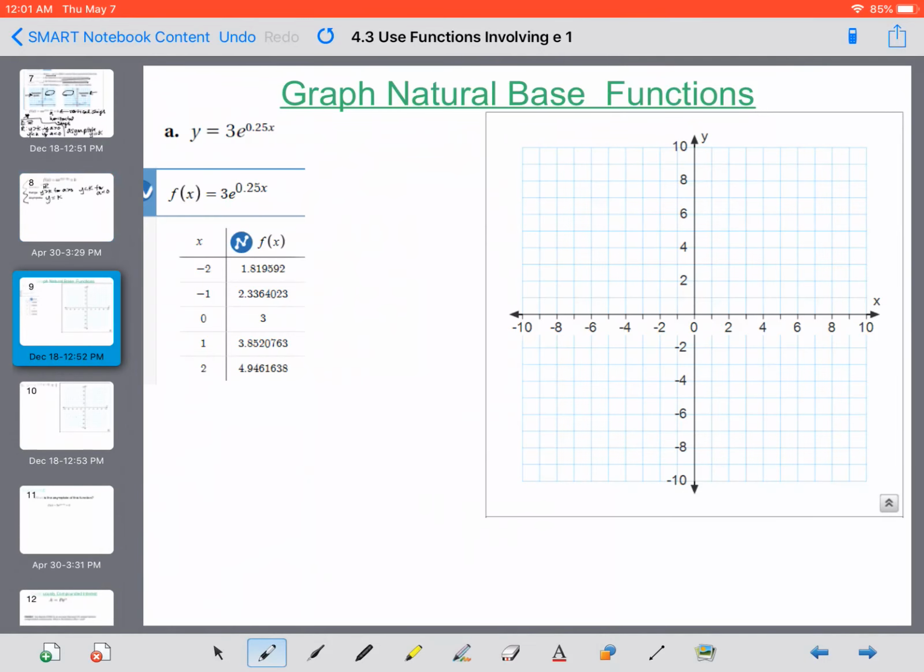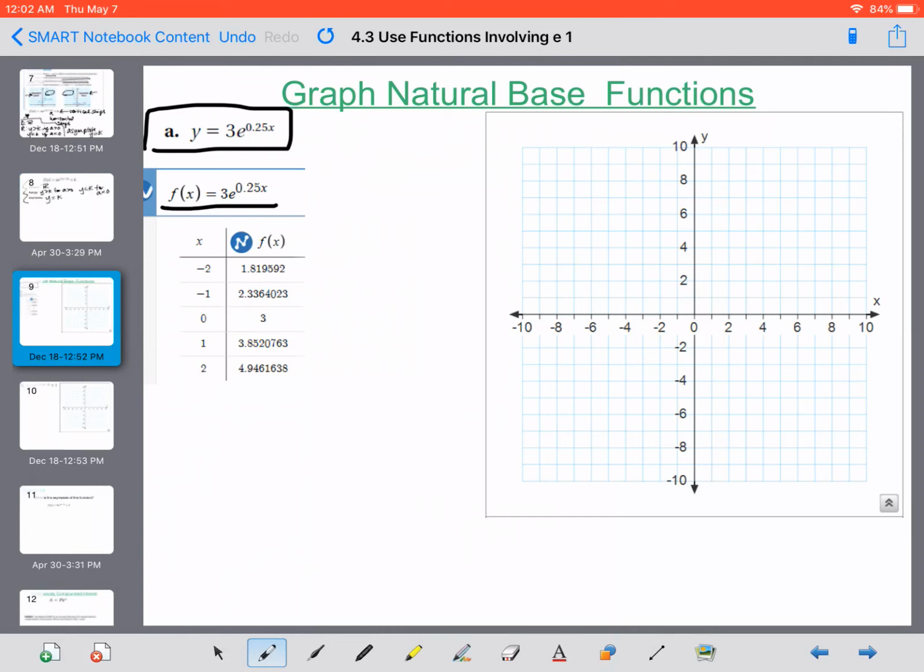Okay, the natural base functions. So our equation that we're graphing is right here. I used the calculator online, the free one, the Desmos calculator, to enter my table. So this is a copy of that table. So if you enter your equation into the Desmos calculator, it will give you this output here. Now you notice you're going to have decimals because e is an irrational number, so you're not going to get very many whole numbers.